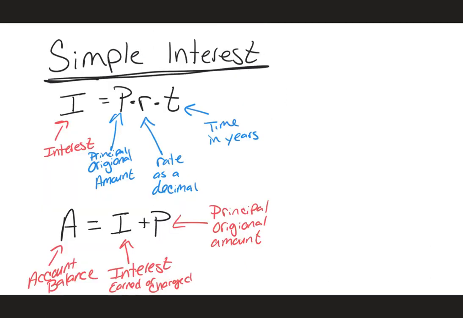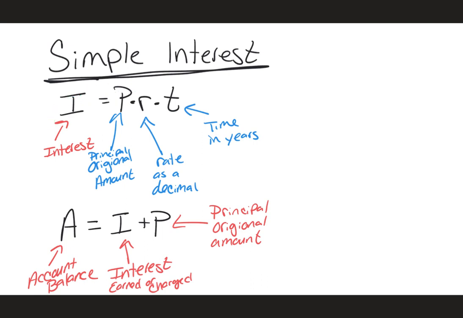Simple interest. For simple interest, I equals PRT. So P times R times T. I is the interest. P is the original amount. R is the rate as a decimal. T is the time in years. So if I know I have $1,000 at a 2% interest rate, that would be 0.02 times, if I do it for 2 years, times 2. And then I would find out the interest earned.